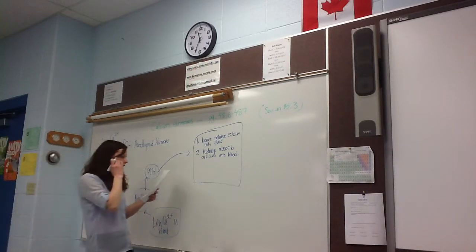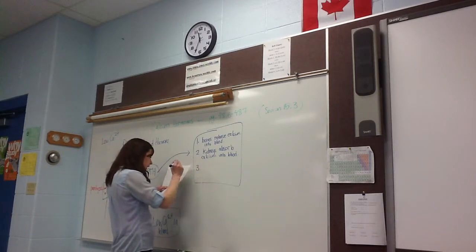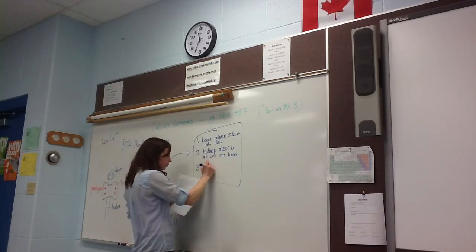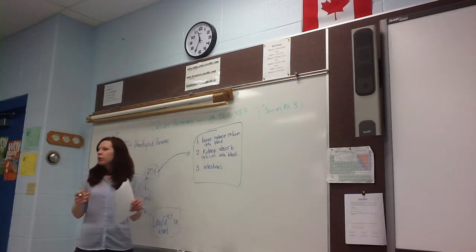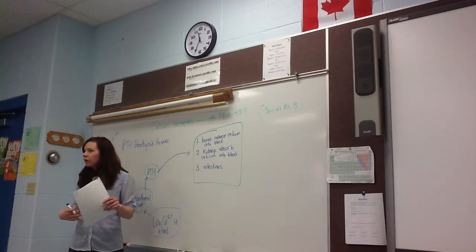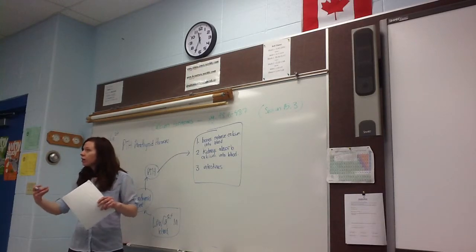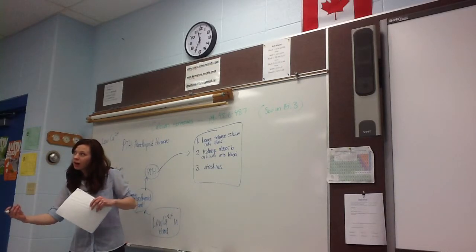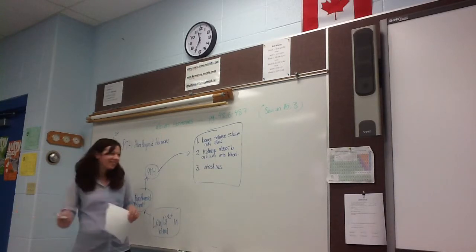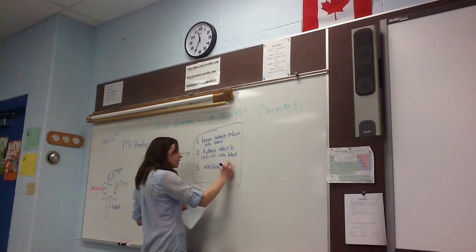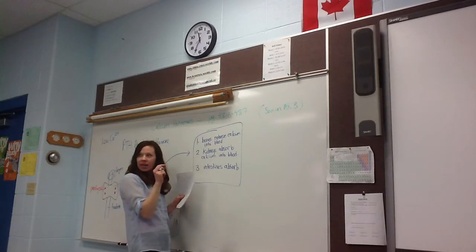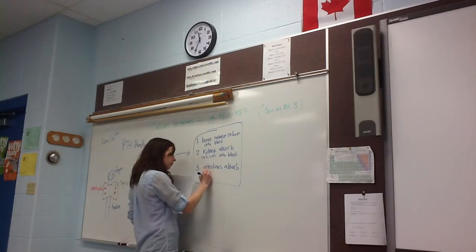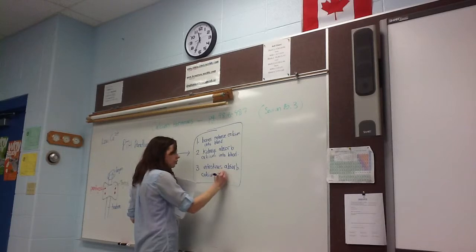And then the third thing is the intestines. Say we drank some milk, we have milk in our intestines, that calcium from our intestines can then go into our blood. So the intestines absorb, remember with the little microvilli, they absorb calcium into the blood.